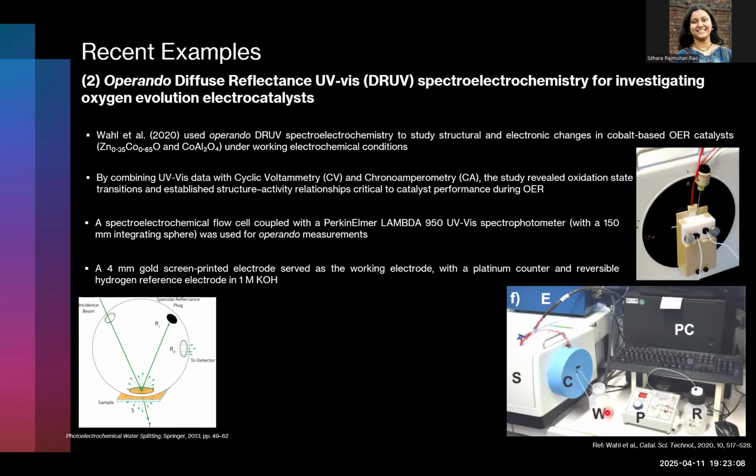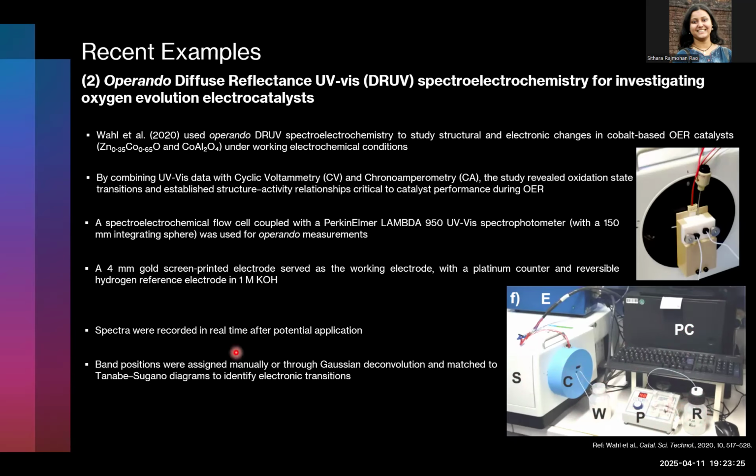So here we see W is the waste, R is a reservoir of the fresh electrolyte, which is 1 molar KOH, P is a peristaltic pump, which supplied the electrolyte, S is our spectrophotometer, and PC is where all the data was observed and analyzed. So the spectra were recorded in real time as soon as the potential was applied. The positions of the bands were either assigned manually or they used Gaussian deconvolution using Origin. And they matched and identified all the electronic transitions through Tanabe-Sugano diagrams.